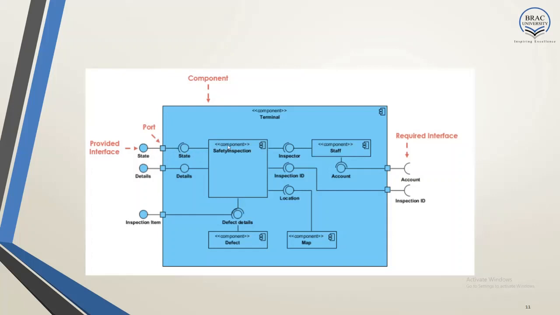And through this port we can see that there are some internal components. For example, this safety inspection component is providing a state interface, and this provided interface is being delegated, or passed on, to its external environment through this port. And that's how the state interface is being exposed to the external environment for external components to use. Similarly, it can also expose some required interface through a port.